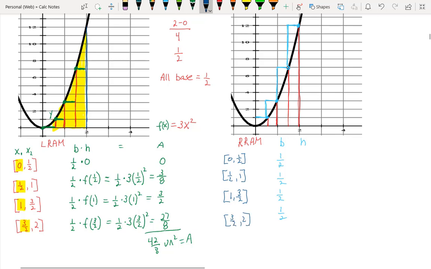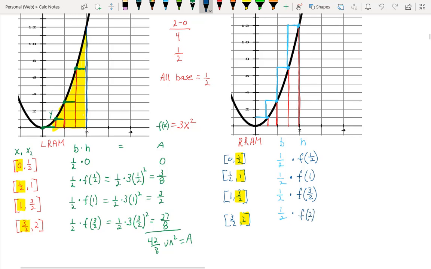Because this is a right rectangular approximation, we're now using the x values on the right side to create our rectangles, which means when I go to find the height here, I'm going to find the height as f of 1/2. So I'm using the right-hand x value for the height of that first rectangle. I'm going to multiply the second one times f of 1. I'm going to multiply the third one times f of 3/2. And I'm going to multiply the last one times f of 2.